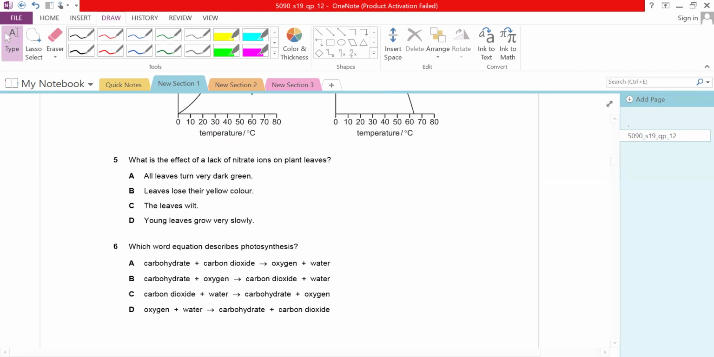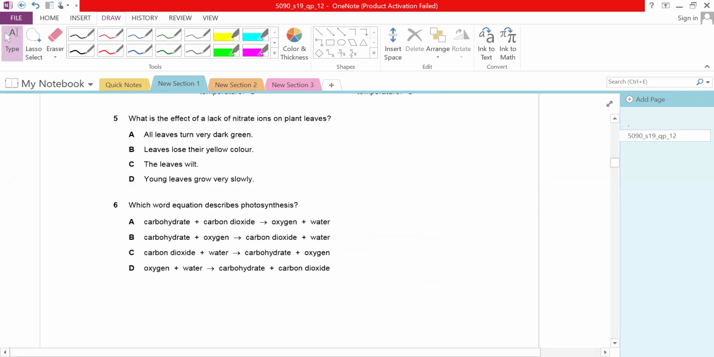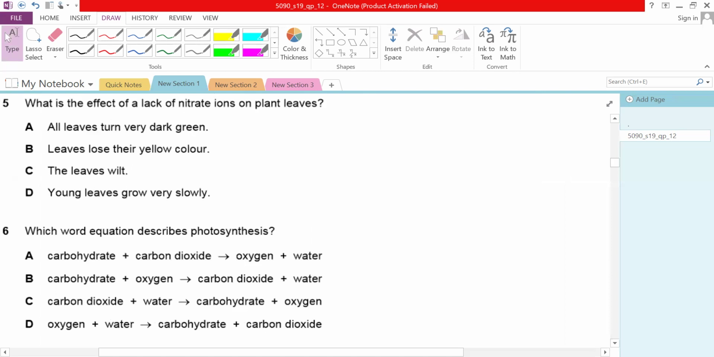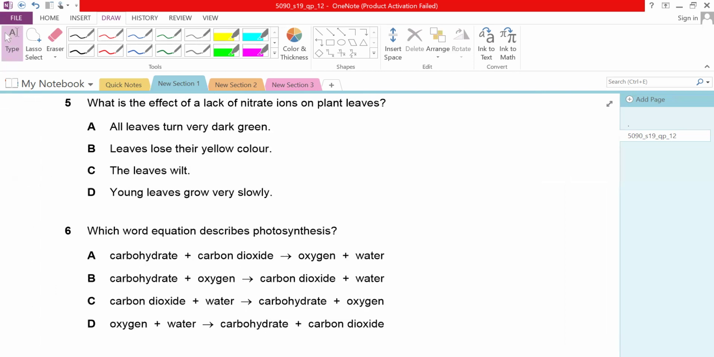Okay, this is question number 5. What is the effect of lack of nitrate ions on the plant leaves? As we all know, nitrate ions are essential for plants for growth. Let's read out the options. All the leaves turn very dark green. No. Leaves lose their yellow color. No. Leaves wilt. No. Young leaves grow very slowly. Option D is correct.